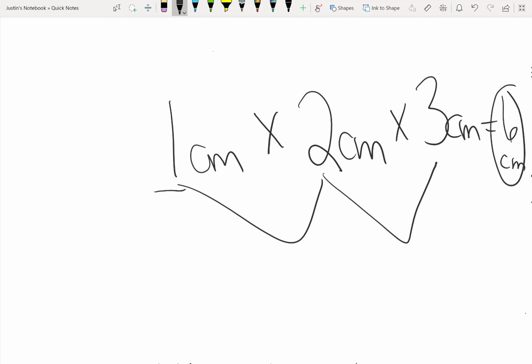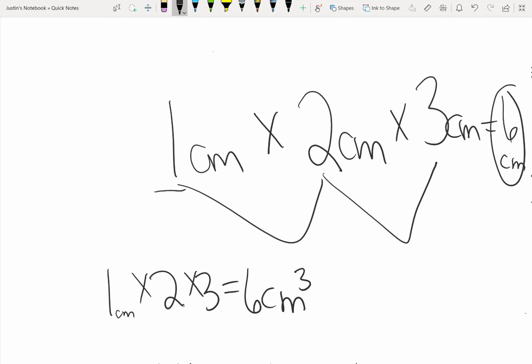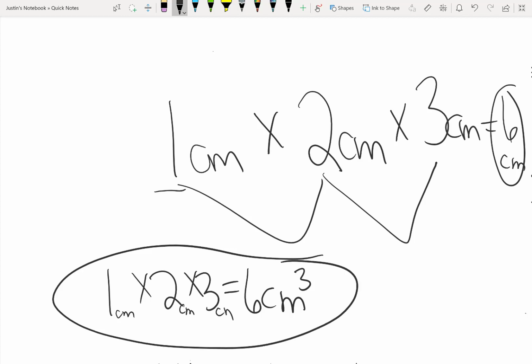So for your first box, you should have this written. You don't have to put the centimeters. You could put 1 times 2 times 3 equals 6 centimeters cubed, because remember, this is a rectangular solid, so we're cubing it. I would prefer seeing the cm cubed there, but this is your first row.